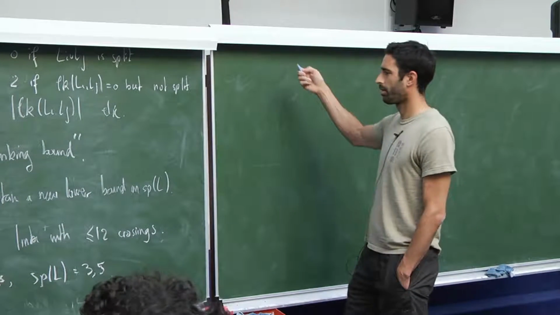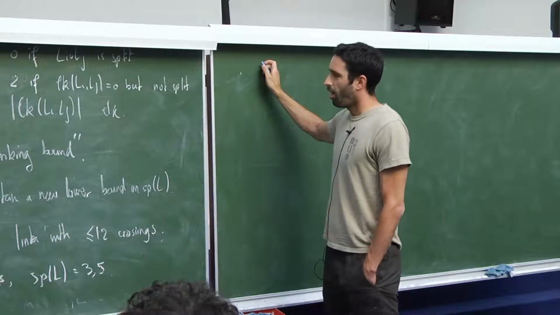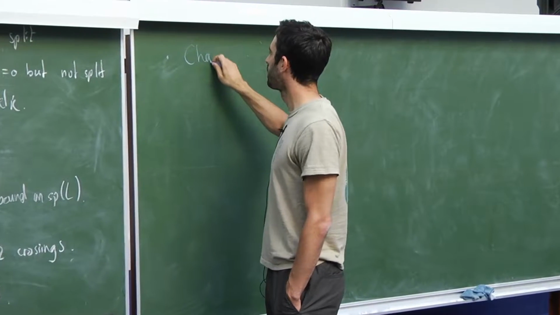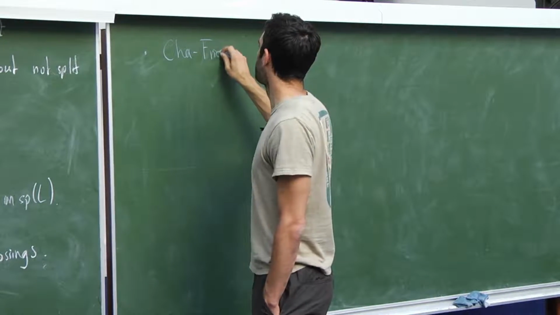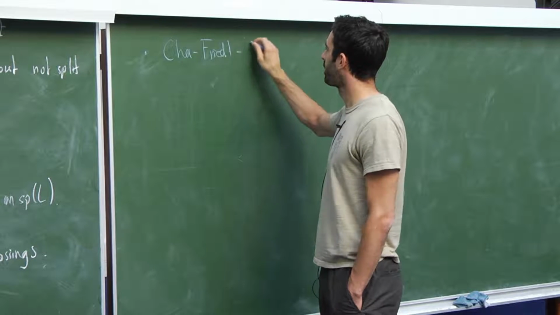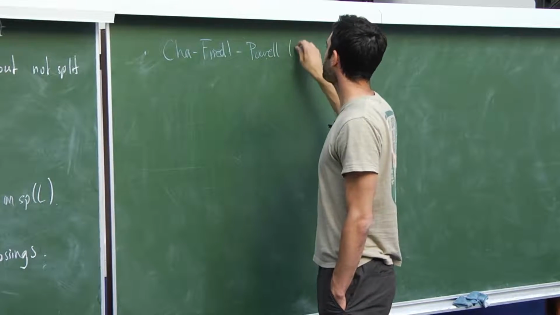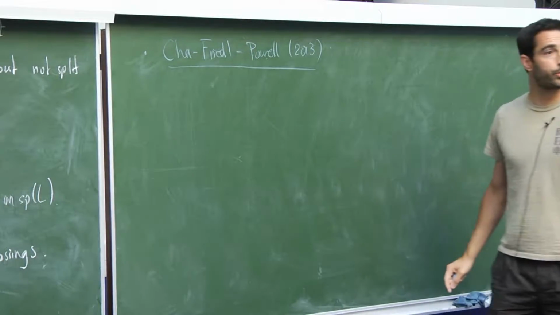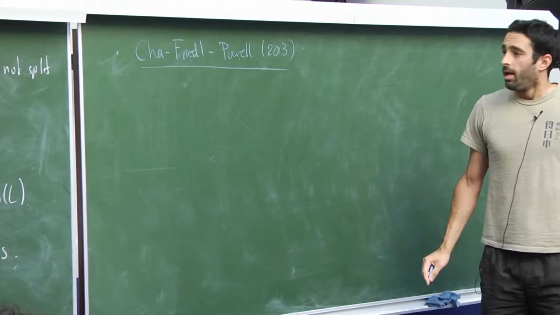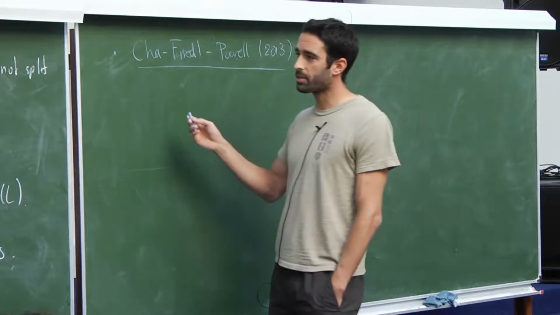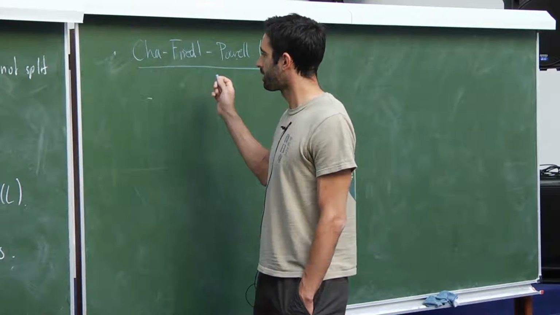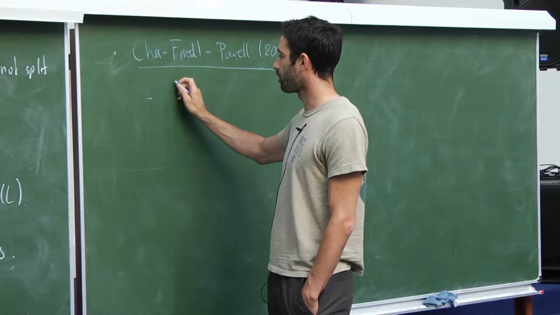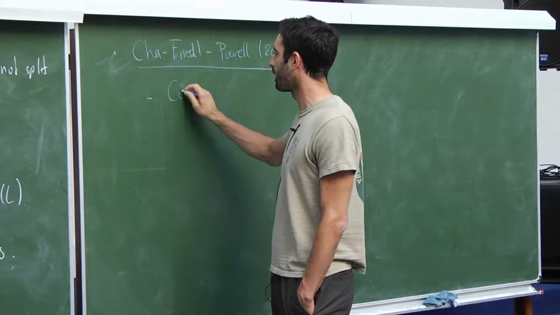I think I will use this chalk, it's a bit better. And then comes in the same year, Cha, Friedl, who is sitting right here, and Mark Powell. They introduced 2 new methods. I will not say too much about these methods, but I will name them and tell you a little bit what they're good for. The first one is based on covering link calculus.